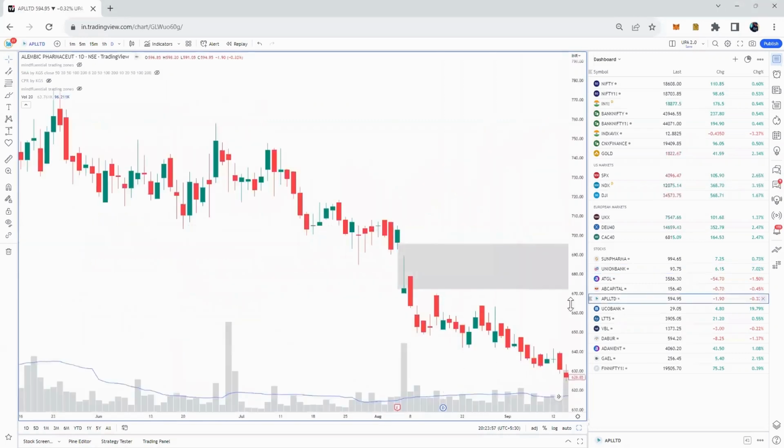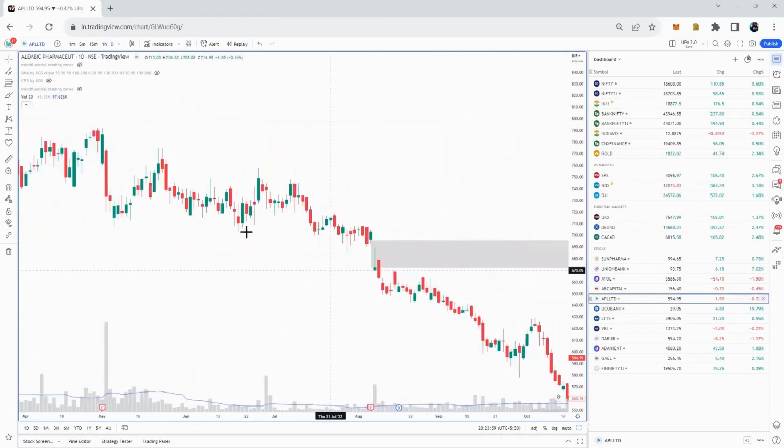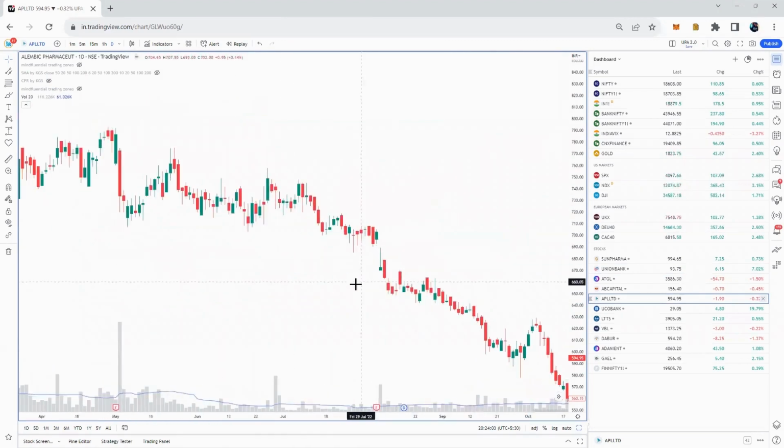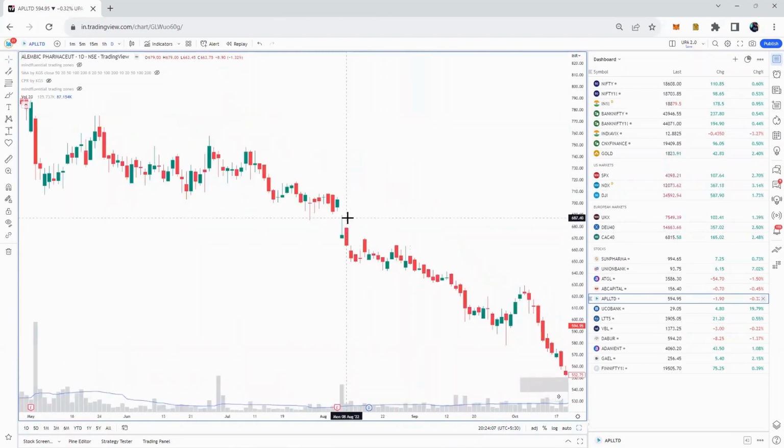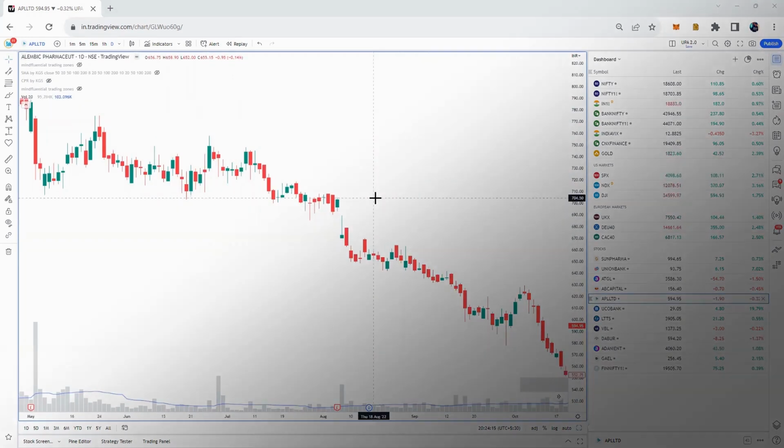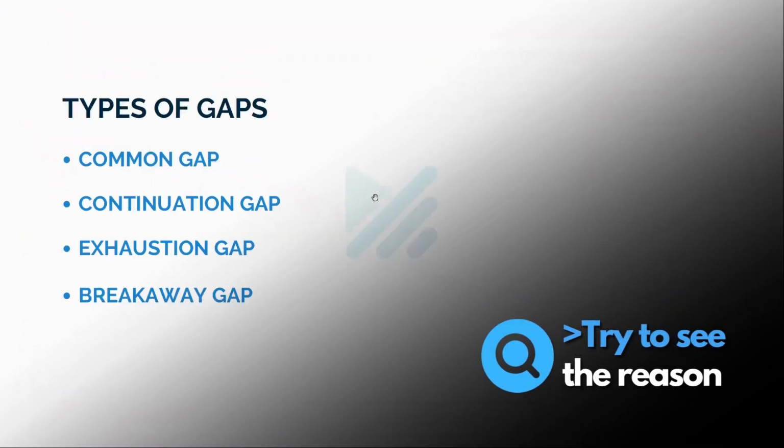So in this one, price was going down, but no major gap that you can notice. But here it was clearly evident that there is some kind of a gap that has formed. So this could be important. This can be considered as a continuation gap, but in the downside direction. So whenever you find a continuation gap, try to see the reason behind that particular continuation gap.